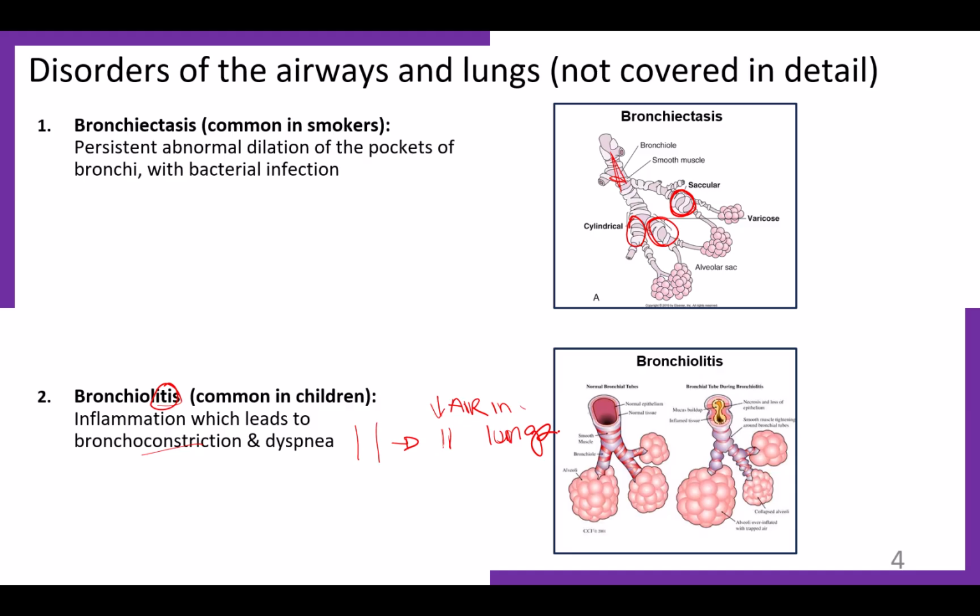So these are the normal diameter bronchial tubes. And in bronchiolitis, the airway, the lumen of the bronchioles, becomes smaller than normal. And so it's easy for air to actually get into the alveoli, but it's harder for air to leave the alveoli. And again, we're going to talk about this as we continue on in talking about asthma and COPD.